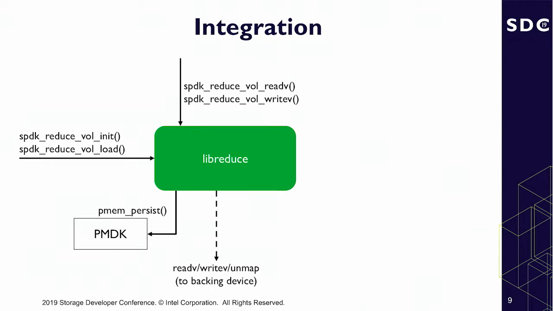We'll do readv, writev, and unmap out to the backing I/O device. So whenever we have to go and read compressed blocks or write compressed blocks or unmap blocks, we'll make those calls. And then go ahead and hit the next one.